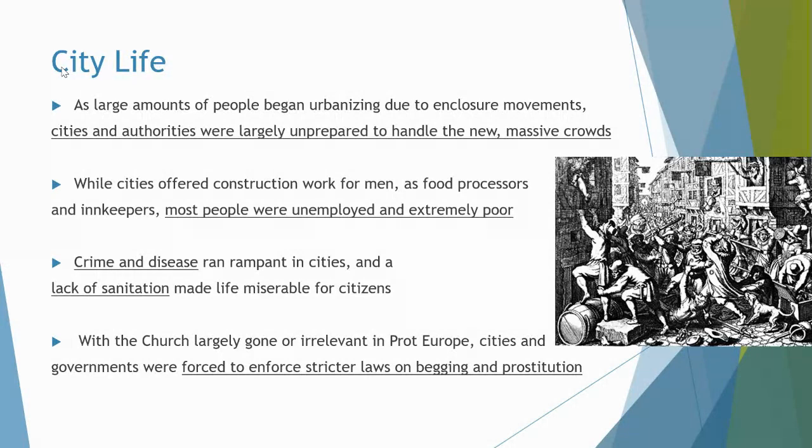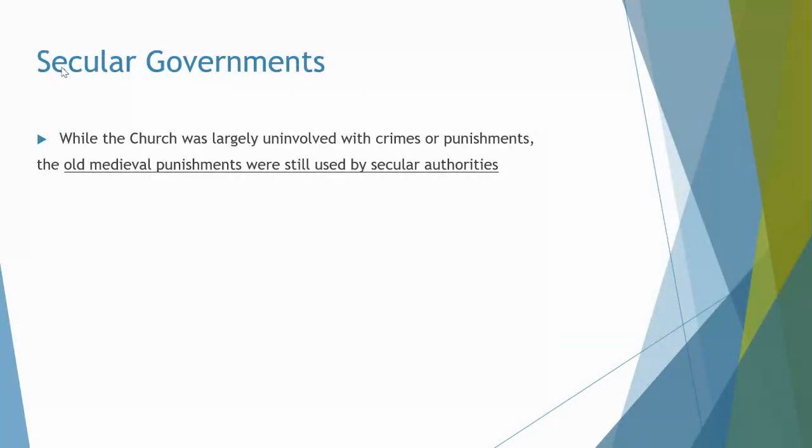While the church was largely gone or irrelevant in Protestant Europe, cities and governments were forced to pass stricter laws on begging and prostitution because cities became overwhelmed with these two crimes. And many Protestant areas also began to ban carnival, which is like a celebration. We'll talk about that a little bit.